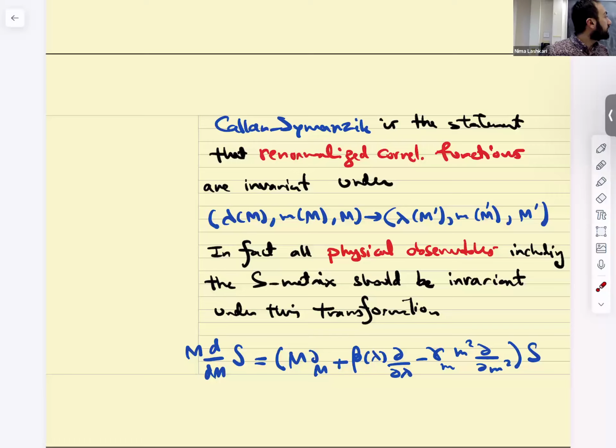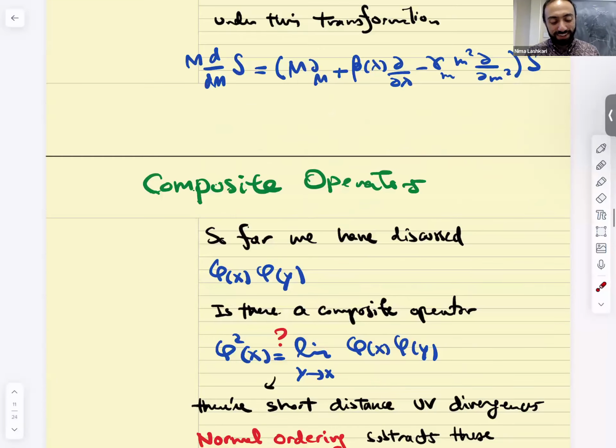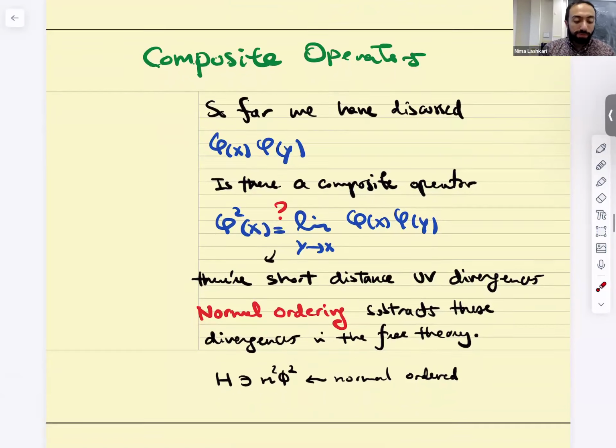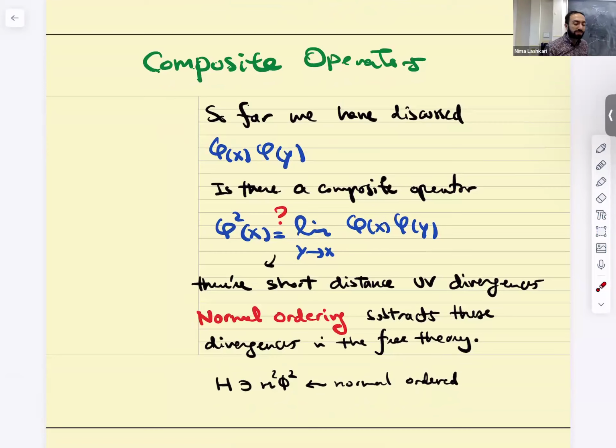We also discussed the connection between correlation function and the S matrix. You guys remember that part of the course? LSZ, yeah, exactly. Thank you. What was the connection? It was coming through the poles. All right, so now next I want to talk about composite operators.